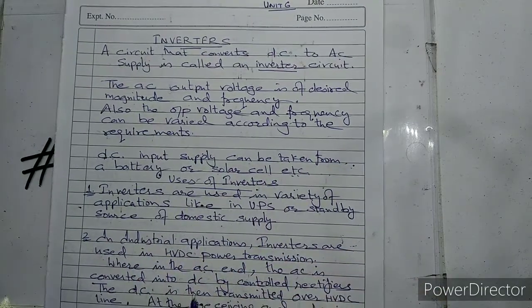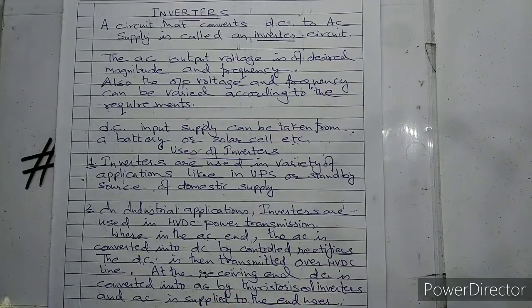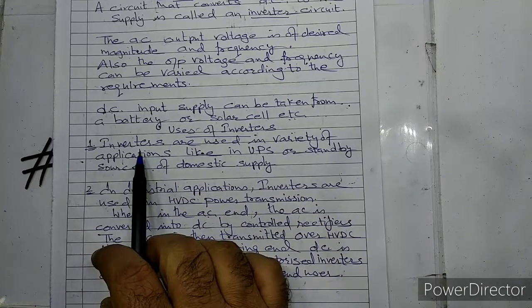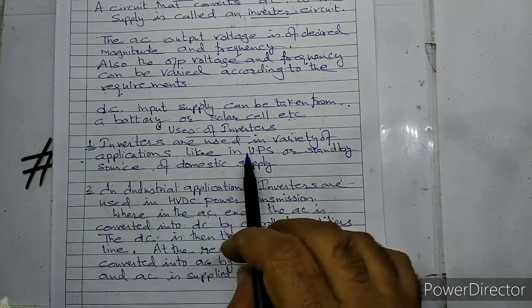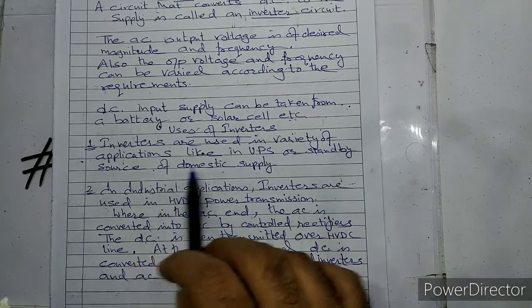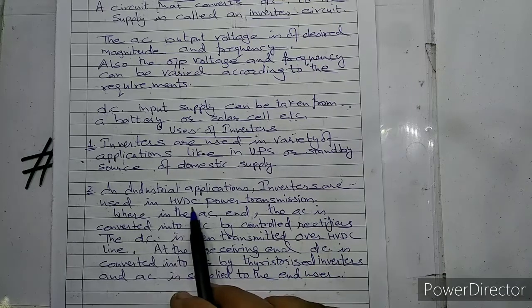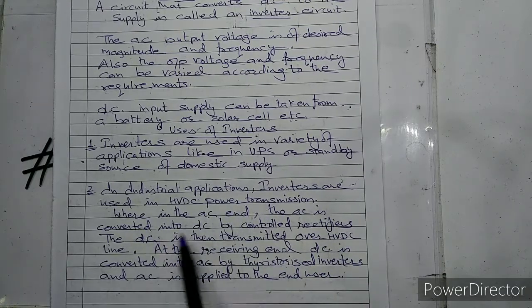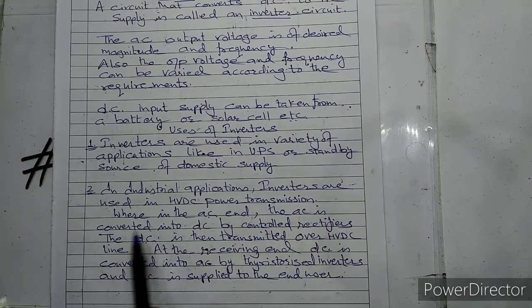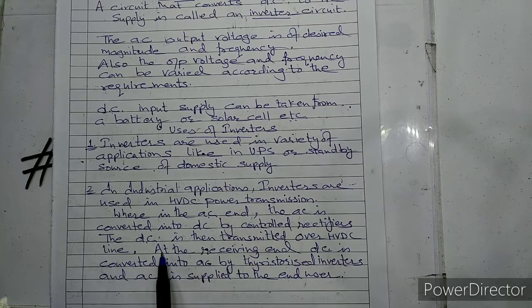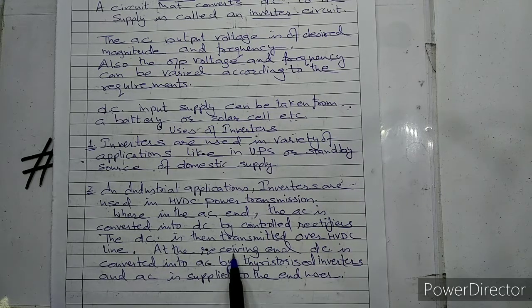Use of inverters. Inverters are used in a variety of applications, like in UPS or standby source of domestic supply, and in industrial applications. Inverters are used in HVDC power transmission, where at the AC end, the AC is converted into DC by a controlled rectifier, and DC is then transmitted over the HVDC line. At the receiving end, the DC is converted into AC by a thyristorized inverter, and the AC is supplied to the end user.